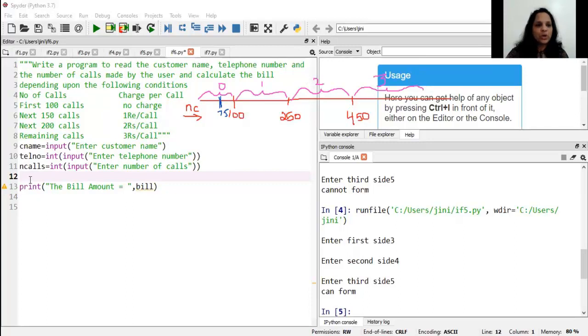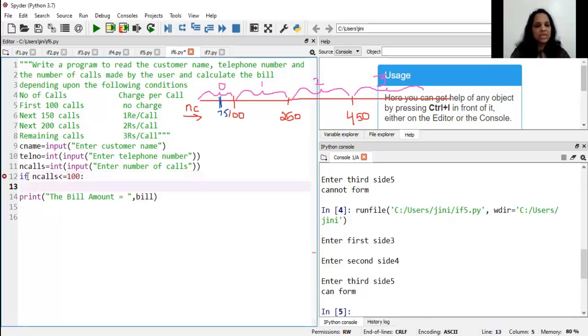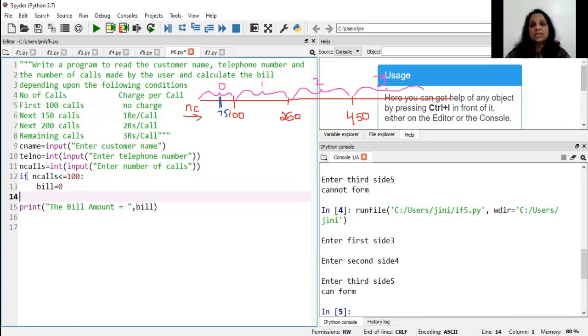So what do I write? If number of calls in my program is n calls less than or equal to up to which call? Up to 100. Do I have to pay anything? No. I say bill is equal to 0. I don't have to pay anything. Which is the next category I need to check?